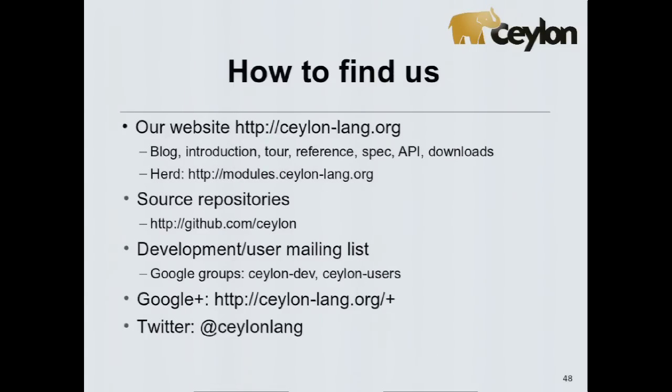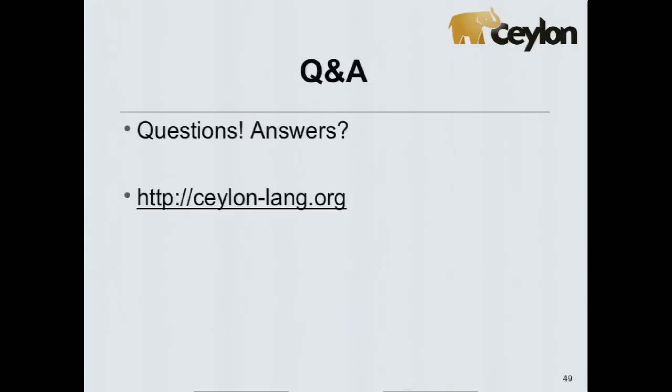If you want to find more information, we have a website where you can find the blog, introduction, tour, and reference. You can find all the downloads for Eclipse or the command line distribution, and the API. Herd, of course, is also online. All the source code is on GitHub, so you can hack into it. Our issue tracker is open, and discussions are held on public mailing lists. So if there's something you think we should change in the language, or something you like or dislike, don't hesitate to bring it up. That's it. If you have any questions.